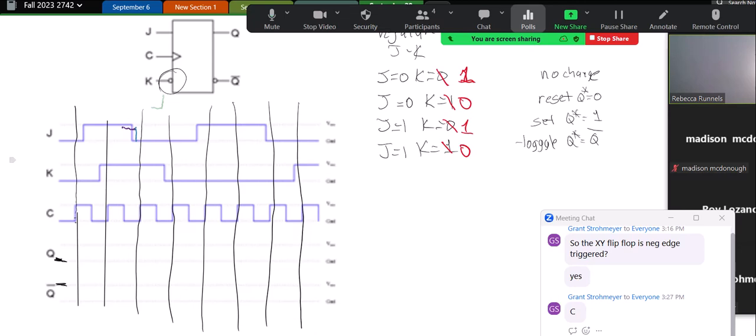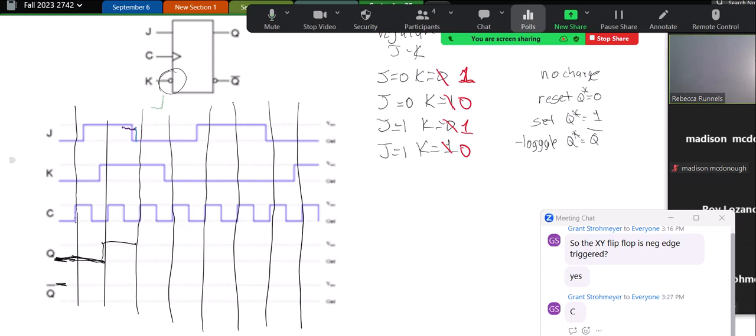Okay, so when we get to the first positive clock edge, we'll take a look at what K and J are doing. K and J are both 0. When K and J are both 0, that corresponds to a reset, or Q star equaling 0. So it's already at 0, so it'll just stay at 0 until we get to the next positive clock edge. At the next positive clock edge, J and K are both 1. J and K both equaling 1 corresponds to a set, so it'll become 1.